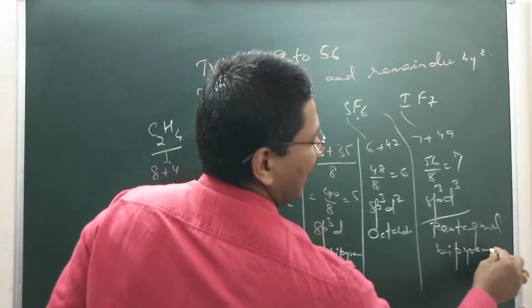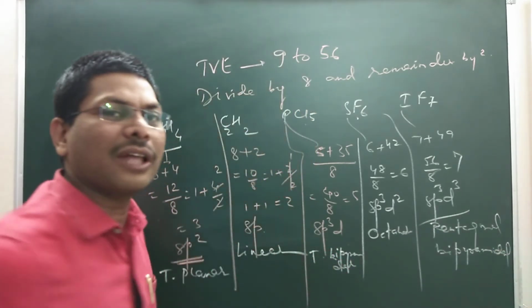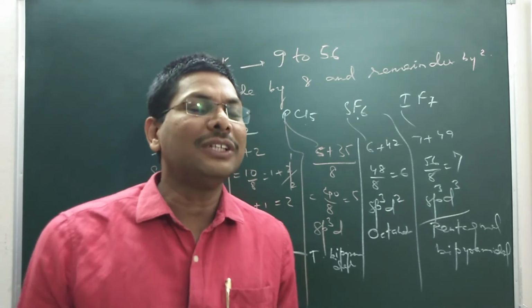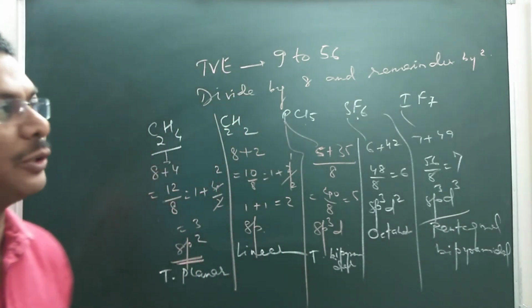But you have to keep in mind that you have to know how many valence electrons are there, and whether lone pairs are there or not. So based on this you can figure out the shape of the molecule.